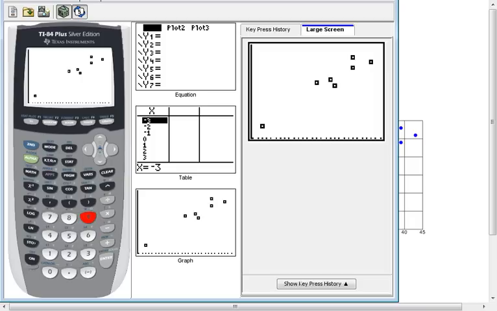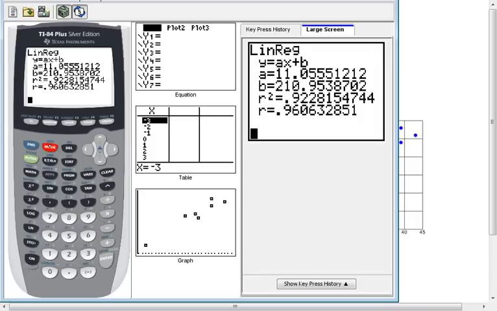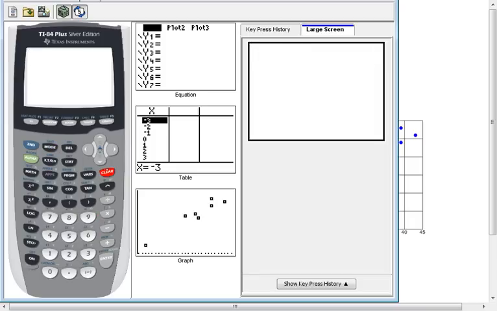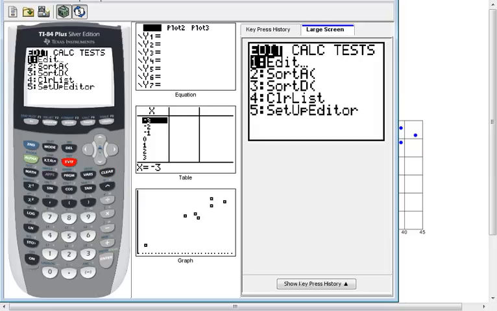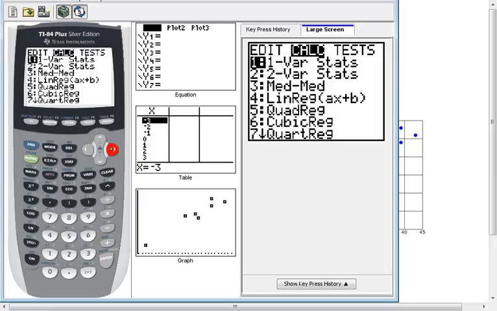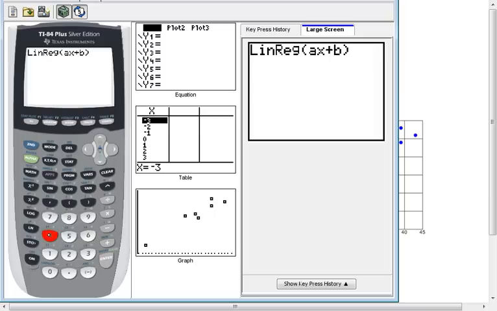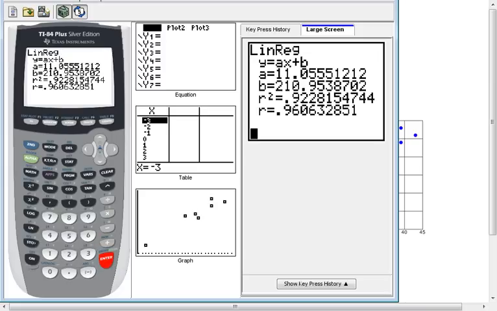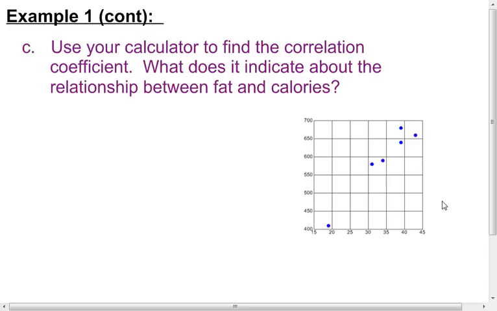We already did that, but I will do it again for you just so you can see. You're going to go back to the main screen. I'm going to just clear this out just so that it's cleared again. And one more time, you're going to go Stat, over to Calculate, number 4 for linear regression. My data was in list 1, comma list 2, and hit Enter. And the correlation coefficient is the R value there, the 0.9606.